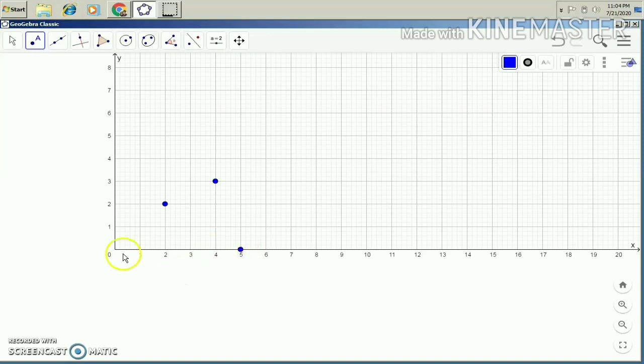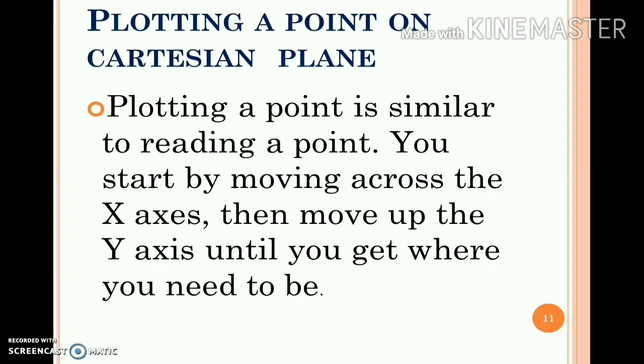So 0 steps towards the y-axis, meaning we will stay on the x-axis only. Suppose I want to plot (0, 6). So starting from 0, 6 steps upward along the y-axis only, so we'll get this point on the y-axis. So any point on the x-axis is given by (x, 0) and a point on the y-axis is given by (0, y).